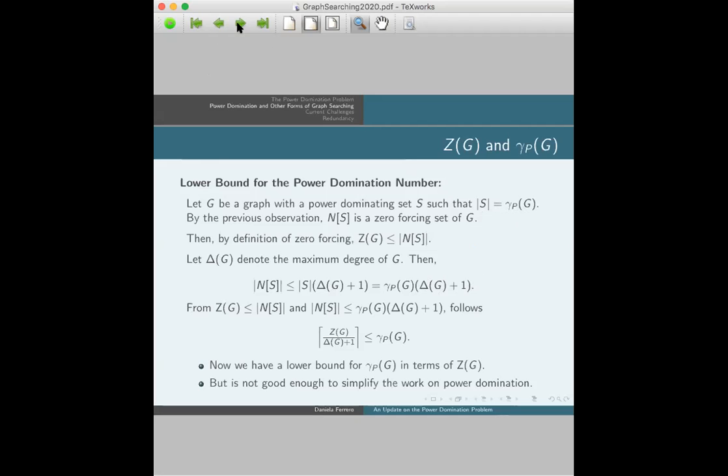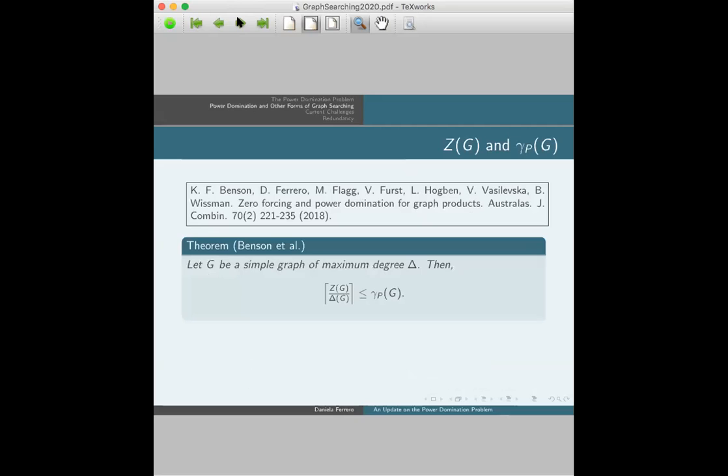Unfortunately, we found this is not good enough for simplifying the proofs on power domination. Normally, what I was observing when I was working with this bound is that it is off by 1 unit, basically it's 1 unit less than what we wanted. So we said, well, what's the problem? Eventually we figured it out and we were able to improve the bound to this.